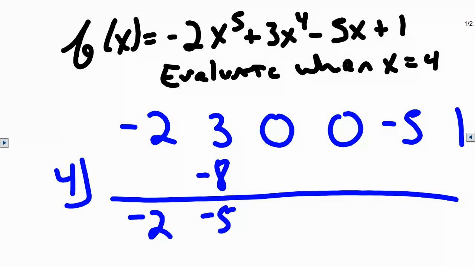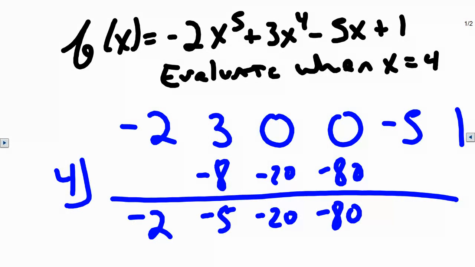And since that's below the line, we're going to multiply -5 times 4 again. That gives us -20. 0 plus -20 is -20 again, which I multiply by 4, which gives me -80. 0 plus -80 is -80. 4 times -80 is -320. -5 and -320 is -325.